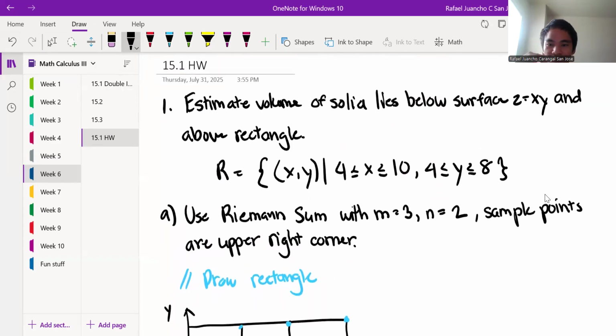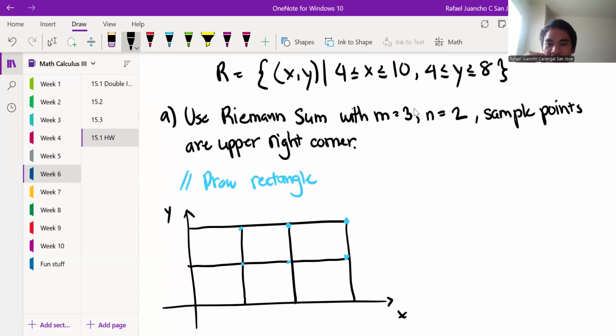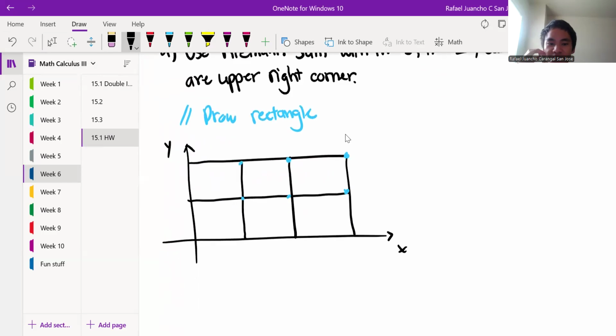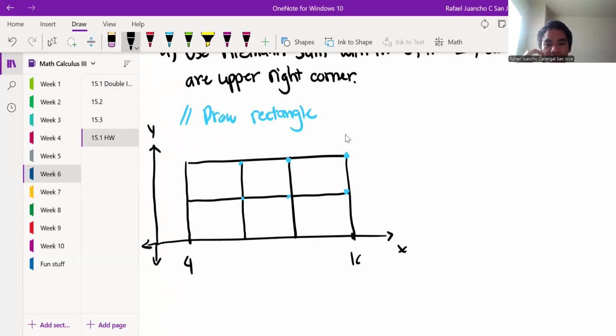Okay. But then look at this. This goes from 4 to 10, my X. My Y goes from 4 to 8. So this shouldn't be at the origin, actually. It should be somewhere else. This is my Y. This is my X. It goes from 4 all the way to 10.